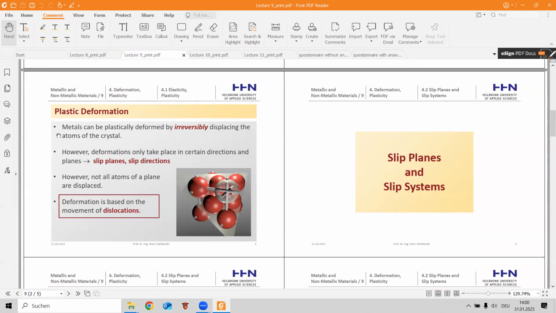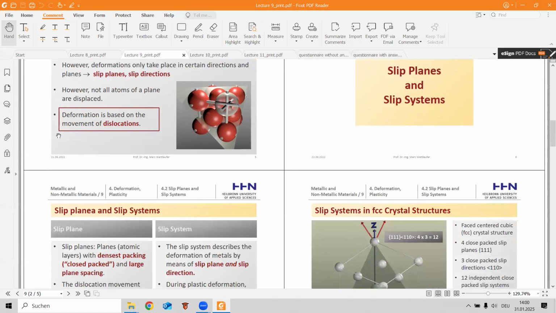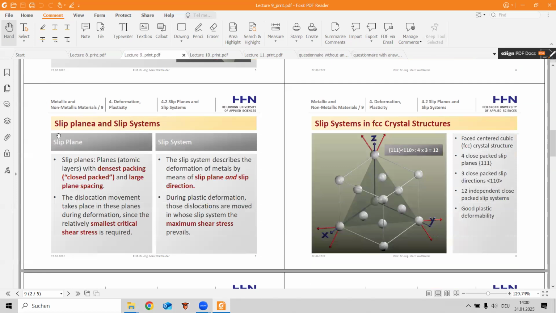Metals can be deformed by irreversibly displacing the atoms of the crystal. However, deformation only takes place in certain directions and planes, slip planes and slip directions. Not all atoms of a plane are displaced. The deformation is based on the movement of dislocations. Slip planes and systems.